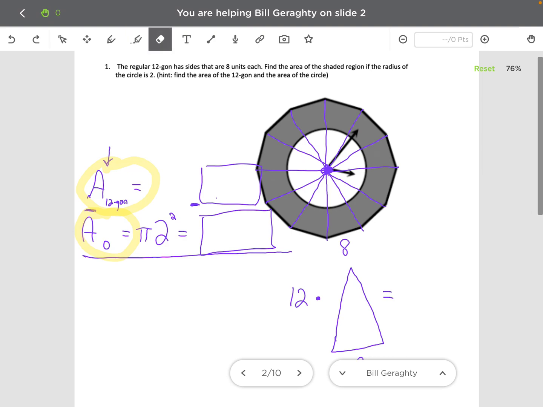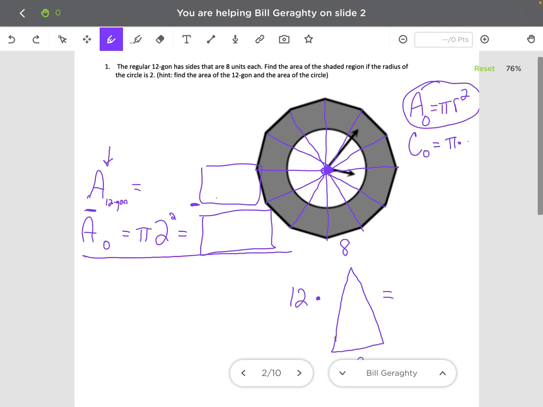Okay, so I took a look at this and I was like, well, can I find the area of the 12gon? Not easily. Can I find the area of the circle? I sure can. The area of a circle is pi radius squared. I would pause the video and write that on your cheat sheet. The circumference of a circle is pi times diameter. We do not need that for this problem, but you may need that.